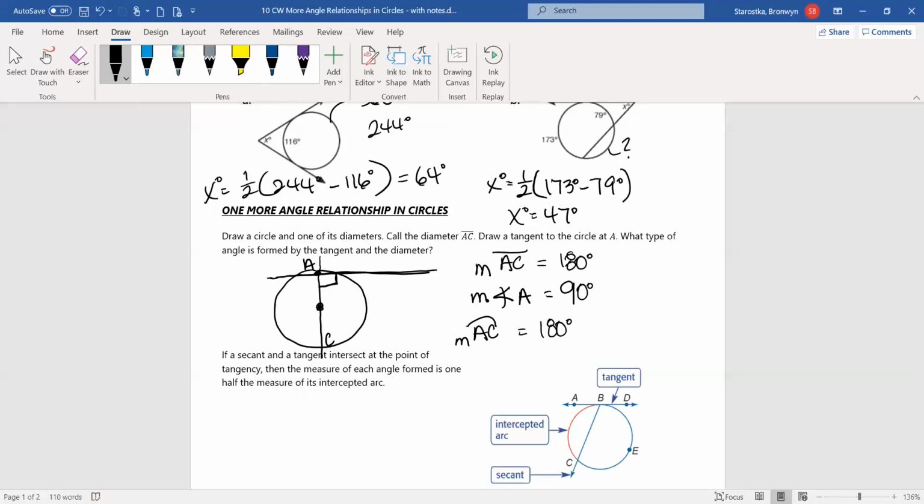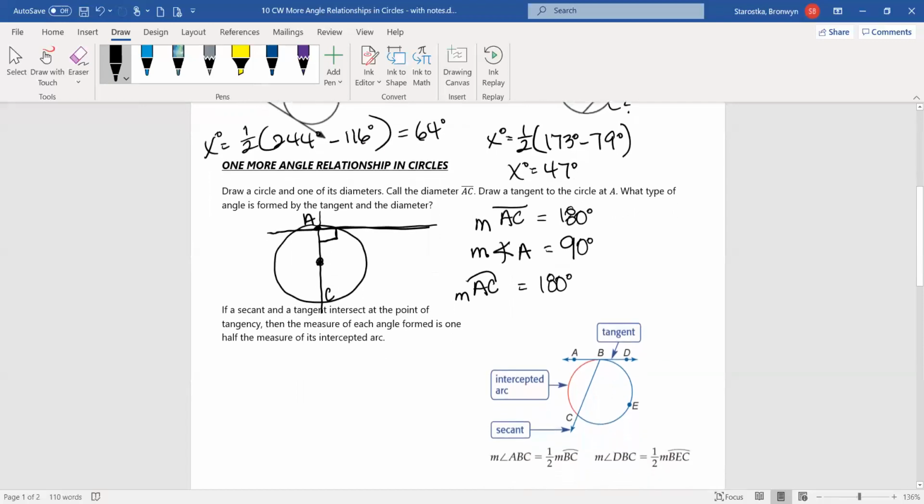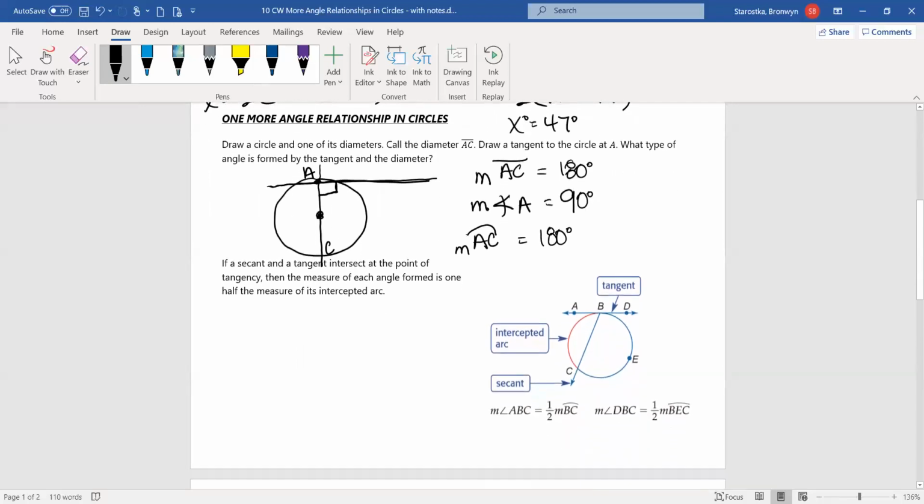So it's that last point that we want to investigate today. Here we go. The last relationship for angles that we're going to study. If a secant and a tangent intersect at a point of tangency, then the measure of the angle formed is half the measure of the arc.